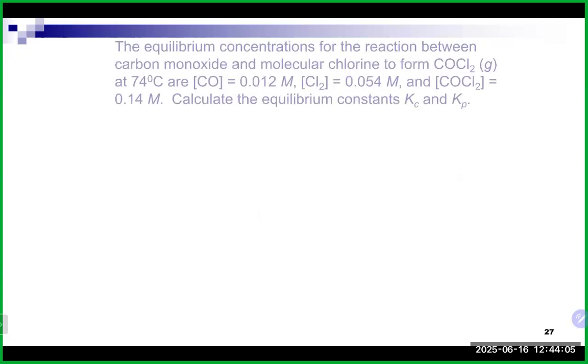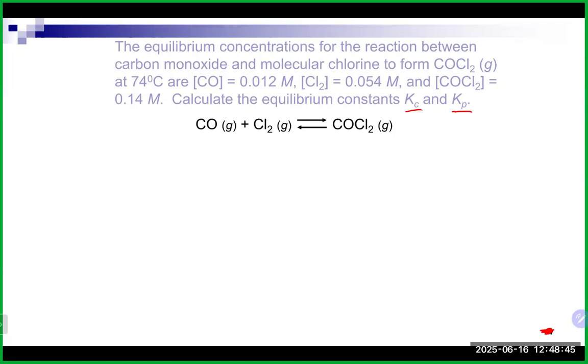All right, so let's take a look at a calculation perhaps. We have some equilibrium concentrations for the reaction between carbon monoxide and chlorine. The concentration is 0.012 for CO, 0.054 for Cl2, and 0.14. What are the Kc and Kp values here? So take a few moments there. It would make sense to go after which one first in this case? Which K?